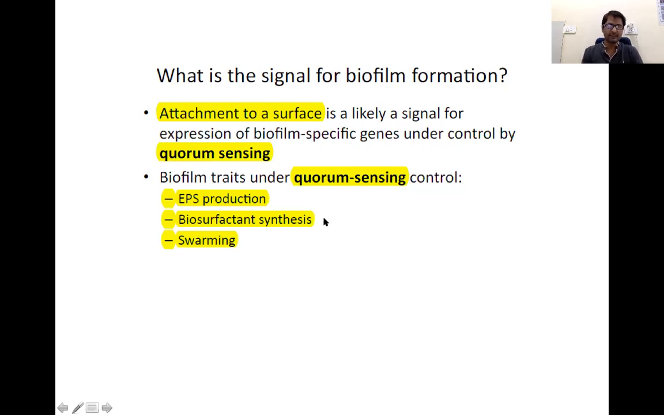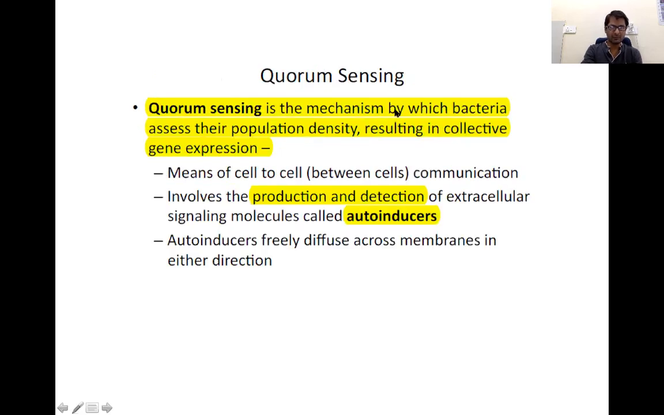Quorum sensing is a phenomenon which induces a number of microbial interactions, and one of them is biofilm formation. Quorum sensing is a mechanism by which bacteria assess their population density, resulting in collective gene expression. And this collective gene expression is responsible for a number of microbial interactions. It means cell-to-cell communication, involved in the production and detection of extracellular signal molecules called autoinducers.